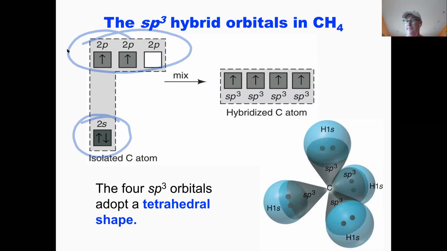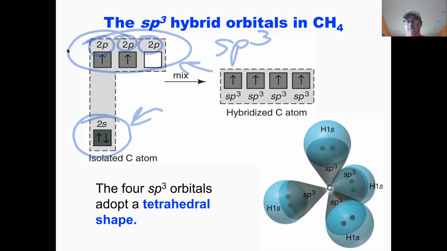I'm going to take all of them and mix them together and make sp3, because I have 3 p orbitals this time. That gives me room for 4 electrons in orbitals that are identical to each other. And now notice that the sp3 energy is almost the same as the p energy.